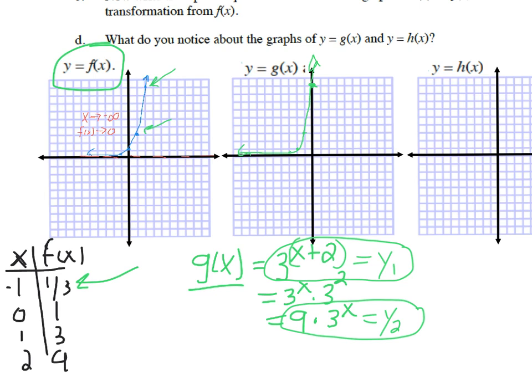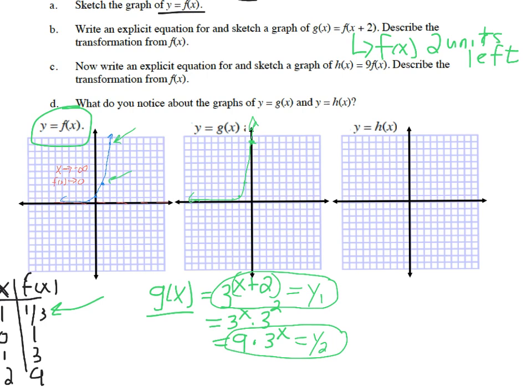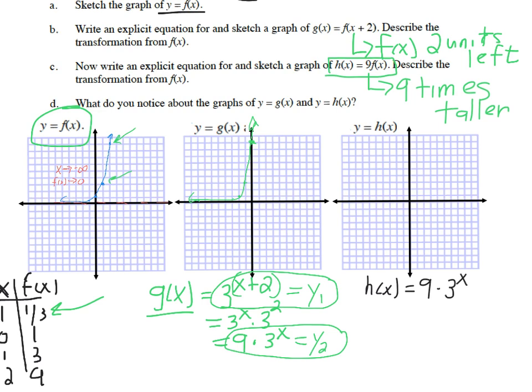Okay, welcome back. Let's take a look at h of x. They want us to write the function for h of x. Now this is 9 times f of x. This is going to make the graph 9 times taller. And so, choosing a different color, let's go black. H of x equals 9 times 3 to the x.